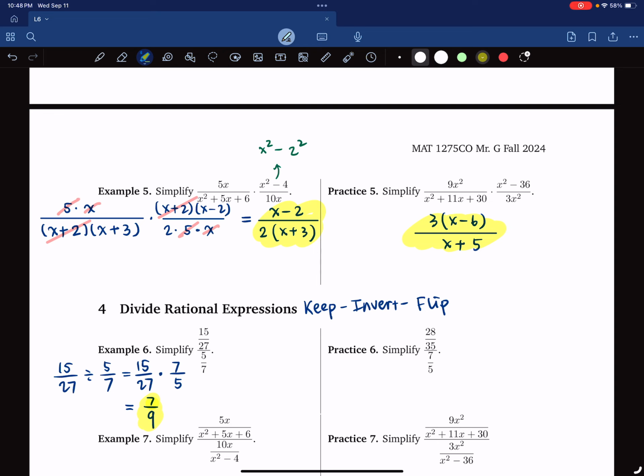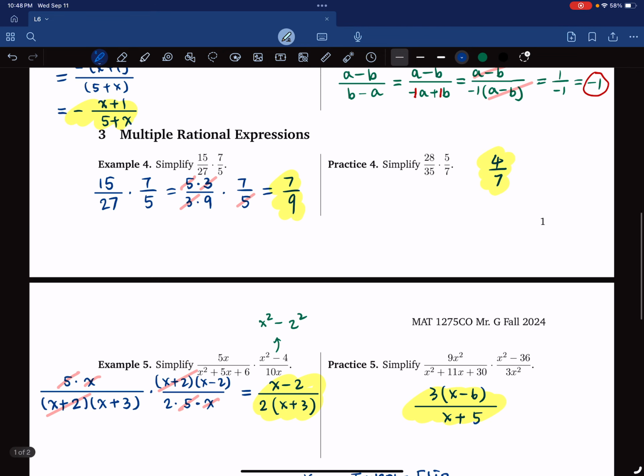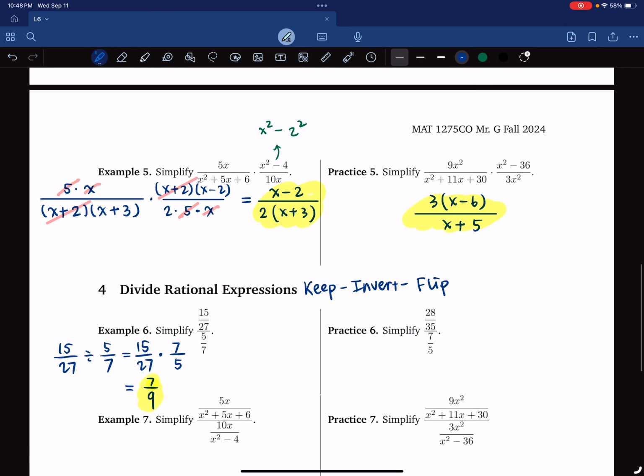All right, I'd like you to pause the video and complete practice 6. Okay, so practice 6, after you convert it to multiplication, it becomes practice 4, which means the answer is 4 over 7.